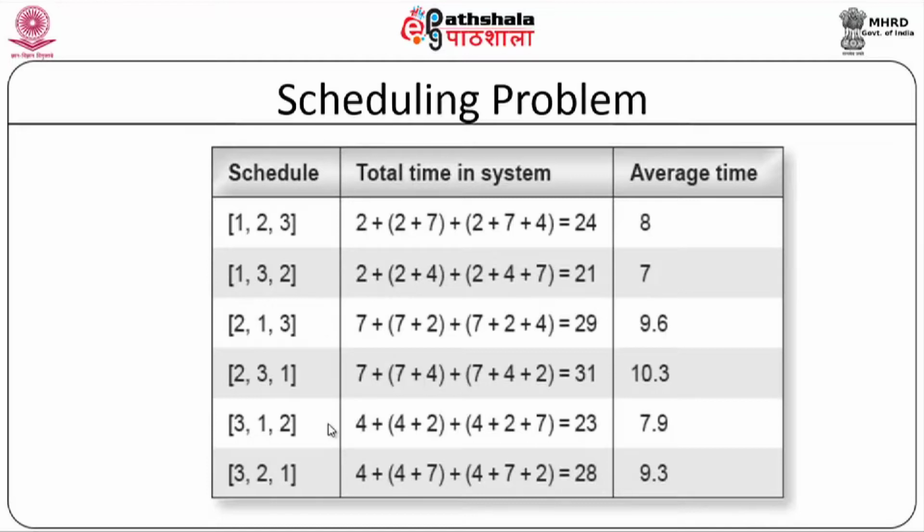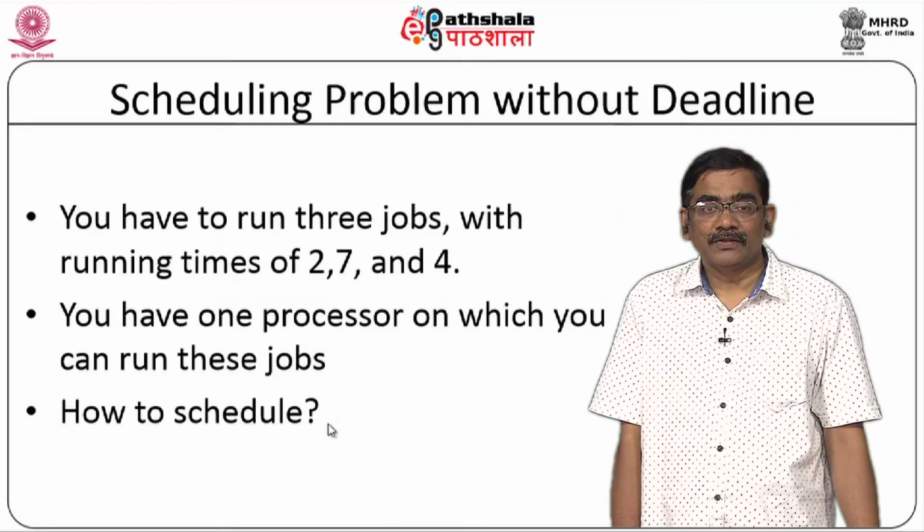You can see that this is an optimization and we are looking for the optimal policy. The optimal policy is to schedule where the turnaround time is going to be very low. So, 7 is the minimum, therefore we come to the conclusion that the best thing is going to be 1, 3, 2. That means it is 2, 4 and 7.